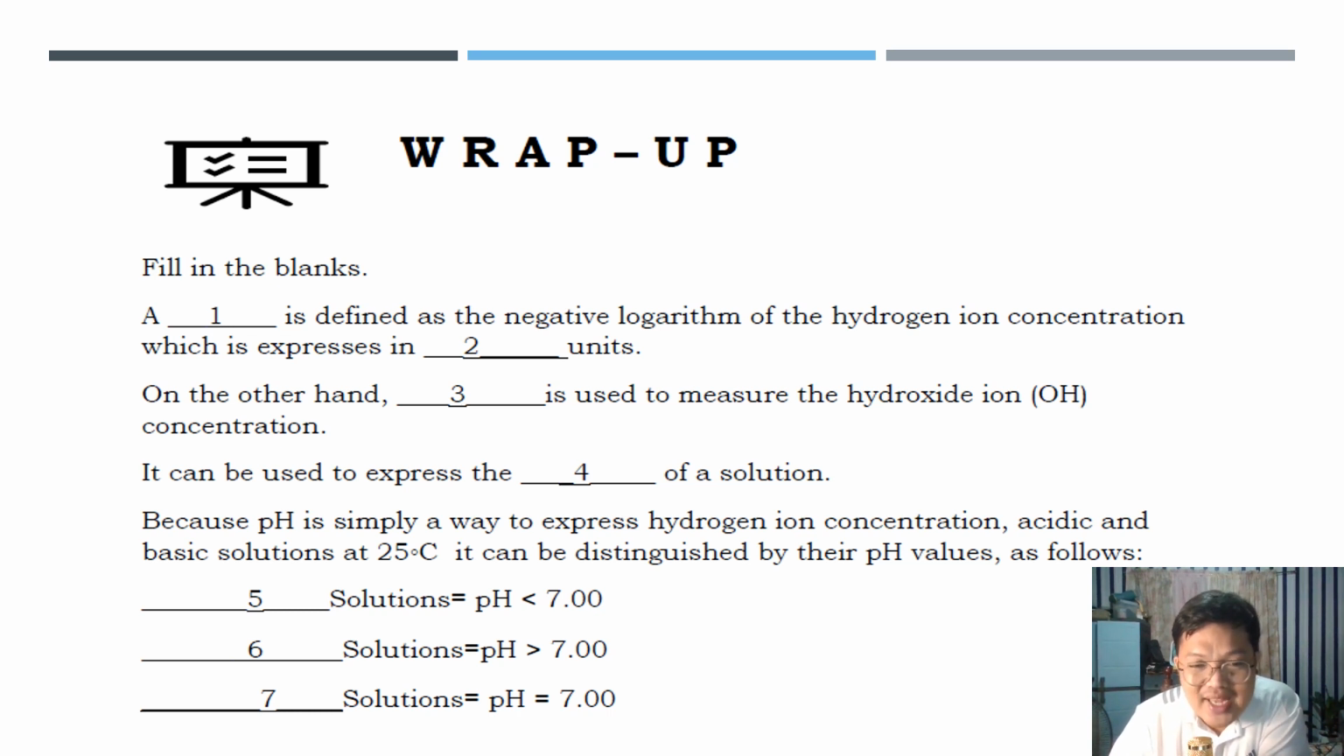Okay, number 5, the answer is acidic solutions equals pH less than 7. Number 6, basic solutions or alkaline solutions is equal to pH more than 7. And neutral solutions, number 7, is equal to pH which is equal to 7.0.